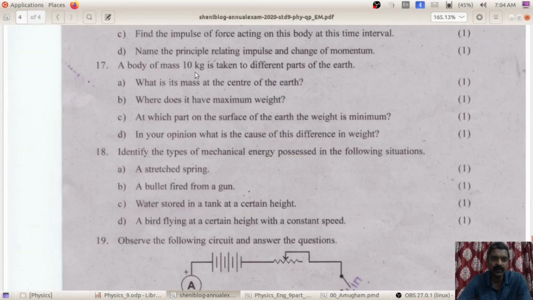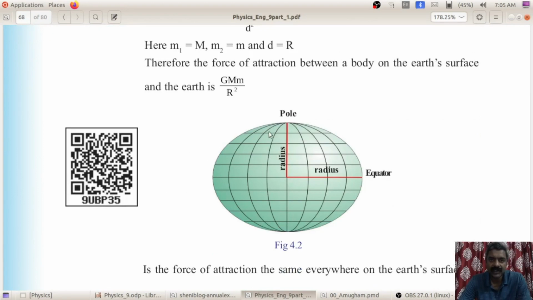A body of mass 10 kg is taken to different parts of the earth. What is its mass at the center of earth? The force of attraction on a body on earth's surface is GMm divided by r square. Force is inversely proportional to the square of the radius. The radius is greater at equator, so the force is less at equator. Here the radius is less and the force is greater.